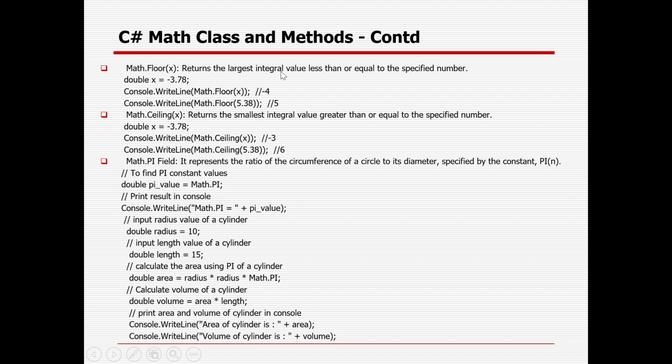Floor will return the largest integral value which is less than or equal to the specified number, whereas Ceiling will return the smallest integral value which is greater than or equal to the specified number. Then apart from these important methods, there are some important static fields available. Math.PI is one of the static fields available in the Math class. It represents the ratio of the circumference of a circle to its diameter, specified by a constant. You already know pi, which you use for any trigonometric operation, and it gives you the value 3.14.